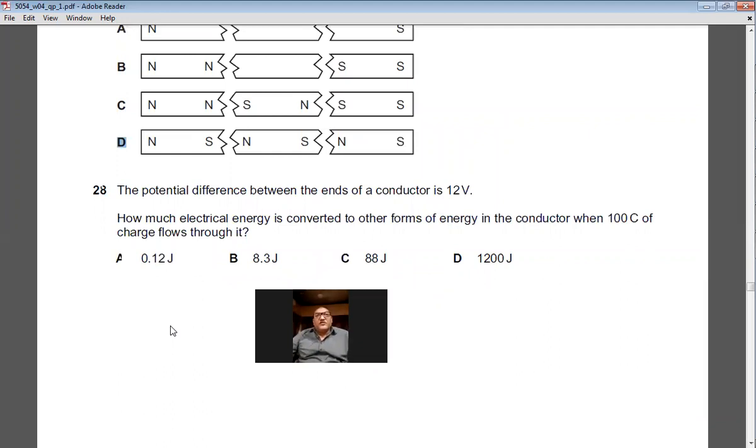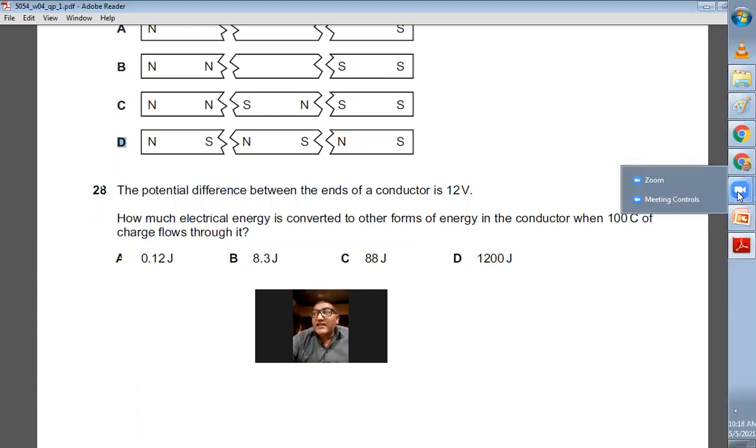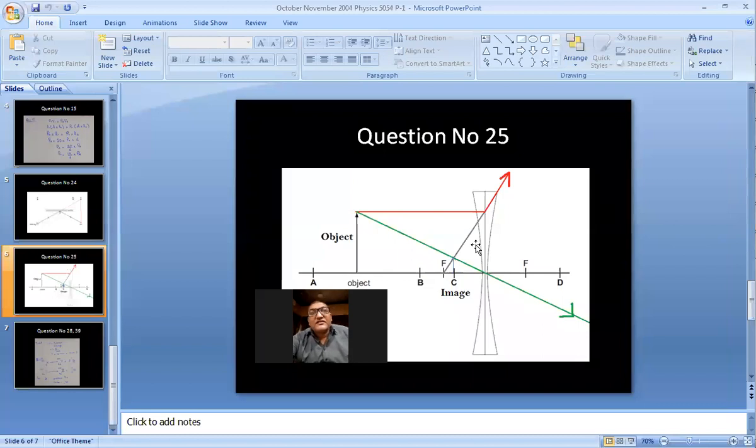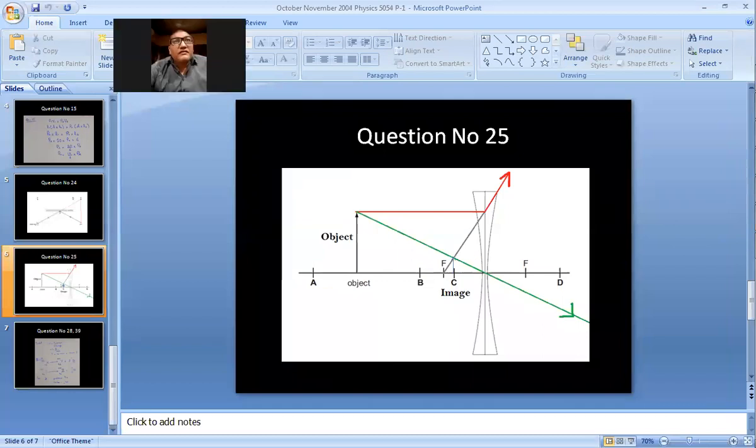The potential difference between the ends of a conductor is 12 volt. So I know the voltage. How much electric energy is converted to other forms of energy in the conductor when 100 coulomb of charge flows through it? If you remember, the formula for the voltage is energy divided by charge. Energy is the question, charge is 100 coulombs, voltage is 12 volts. So apply that formula. Let me show you my answer.